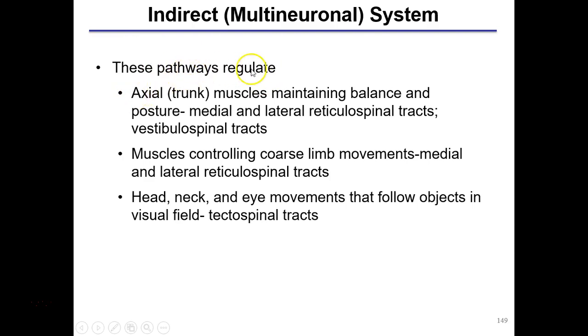So again, these pathways tend to regulate the axial or trunk muscles that are involved with maintaining balance and posture, and in that sense, the reticulospinal tracts and vestibulospinal tracts are the main tracts related to that function. For the muscles which involve coarser proximal limb movements, it's again more the medial and lateral reticulospinal tracts. Movement of the head, neck, and eye in order to follow objects in the visual field would be the tectospinal tracts.